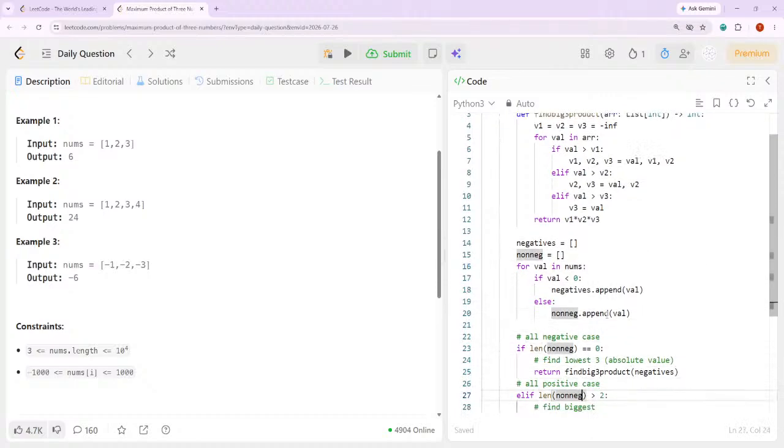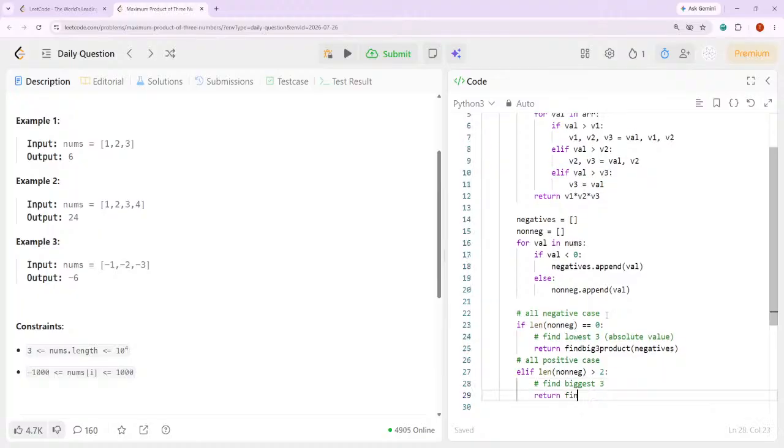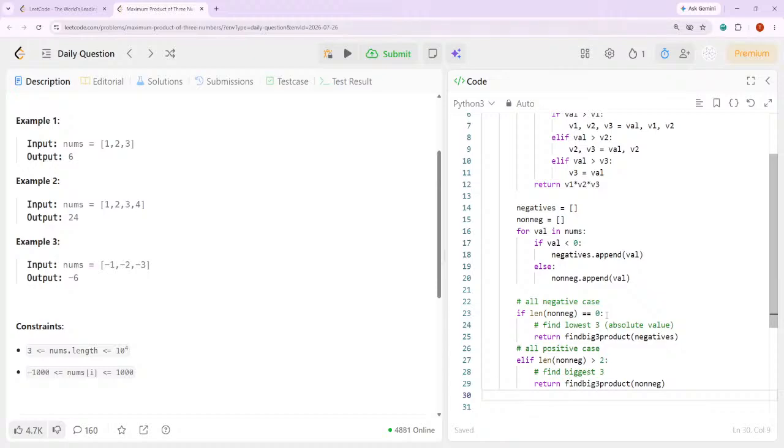And then for the positive case, it's only if there's 3 or more. So find biggest 3 of the positives or the non-negatives. And in the case where there's 2 positive or 1 positive, I guess they're separate cases. If it's 2 positive, then multiply the biggest 2 positive and the smallest negative.